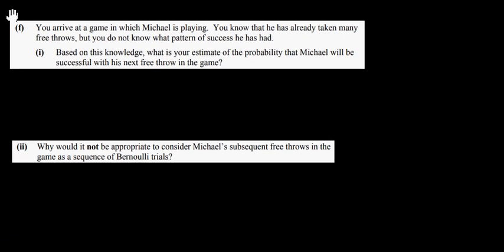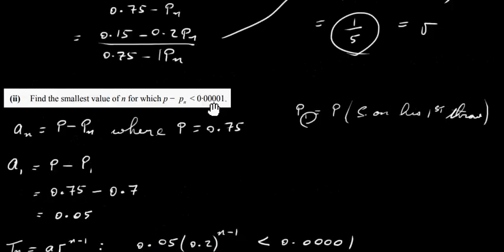Okay, so let's have a look at the last two parts of this question. We have part F1 here. So you arrive at the game at which Michael is playing. You know that he has already taken many free throws, but you do not know what pattern of success he has had. Based on this knowledge, what is your estimate of the probability that Michael will be successful with his next free throw of the game? Well, we can only really go by what we've done earlier, and that's 0.75.